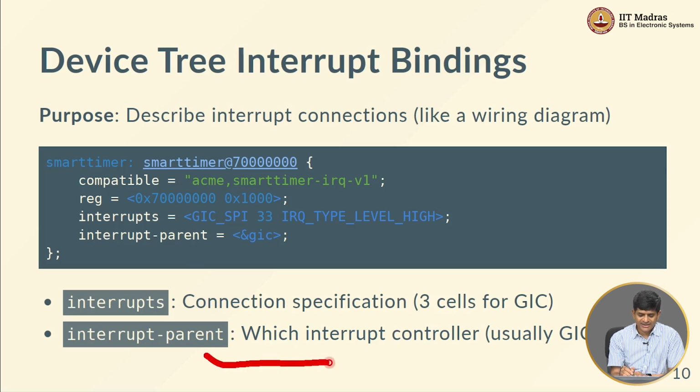The interrupt parent is the slightly easier part. Usually there would be a single GIC in a system on chip, right. So it pretty much just needs to give a pointer to the identifier, the handle in the device tree corresponding to the interrupt parent.